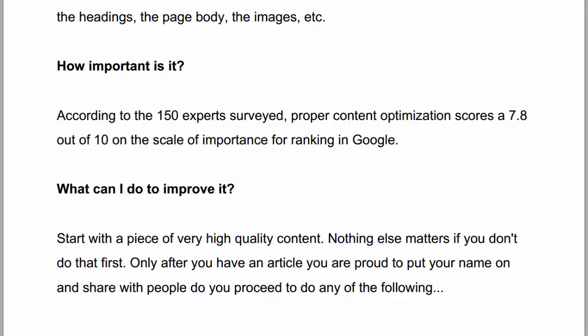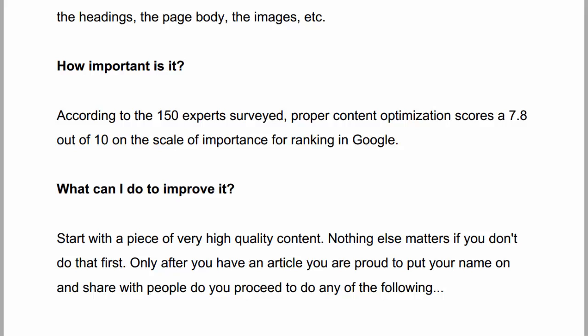How important are they? According to the 150 experts surveyed, proper content optimization scores a 7.8 out of 10 on the scale of importance for ranking in Google. What can I do to improve? Start with a piece of very high quality content. Nothing else matters if you don't do that first.